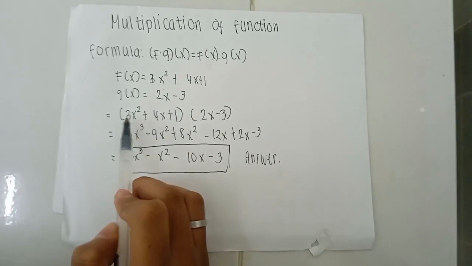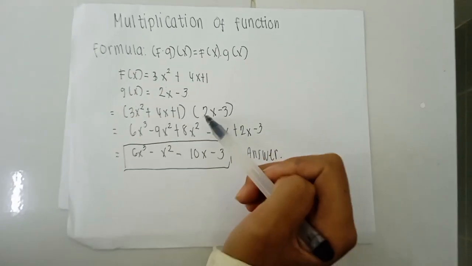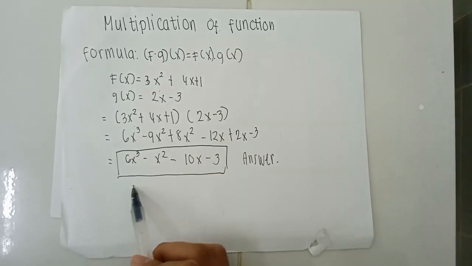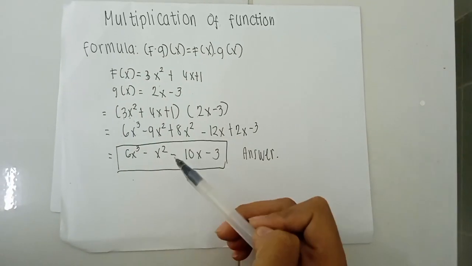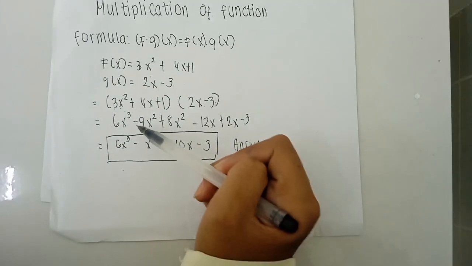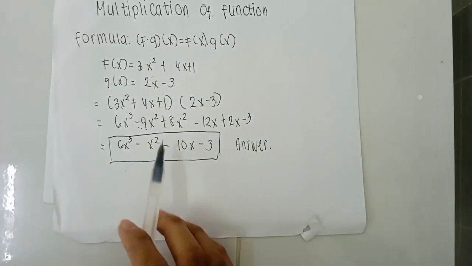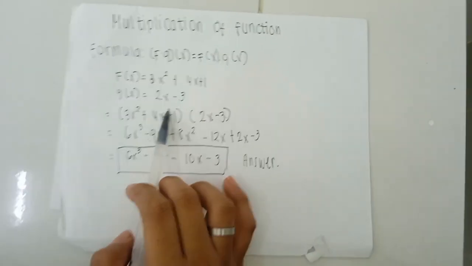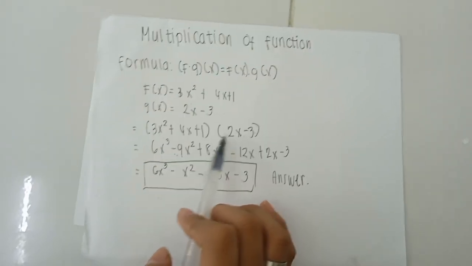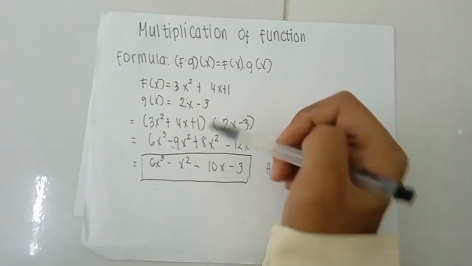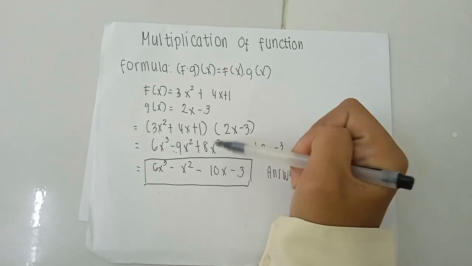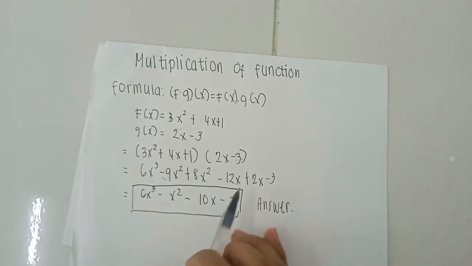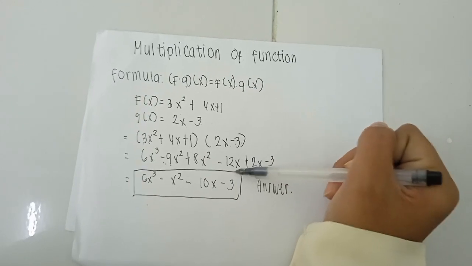So 3x squared times 2x is equal 6x squared. So 3x squared times negative 3 is equal negative 9x squared. So, pagkatapos, after the degree of x squared, so 4x naman tayo. So, 4x times 2x is equal, so plus 8x squared. So, 4x times negative 3 is equal negative 12x.